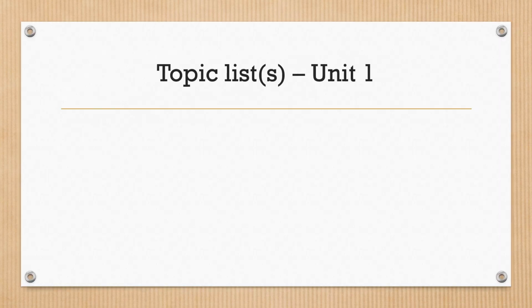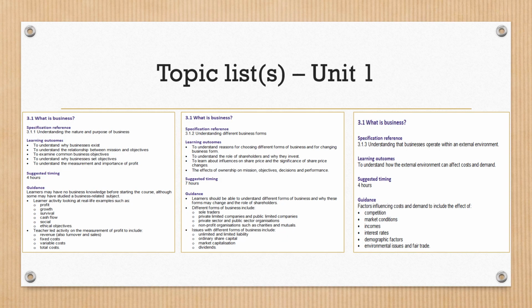Okay, so let's just take a moment to have a look at the AQA topic list for Unit 1. Here it is, and it's important to make a note of this and understand as a student that Unit 1 is split into 3 sections. One of them is understand the nature and purpose of business. That's like the introductory section to the whole course, if you like, really. Understanding why business exists and mission and objectives and things like that. And then section 2 of Unit 1 is understanding the different business forms. And then section 3 is understanding that businesses operate within the external environment.